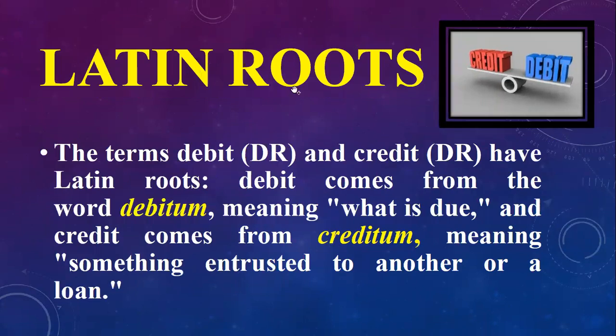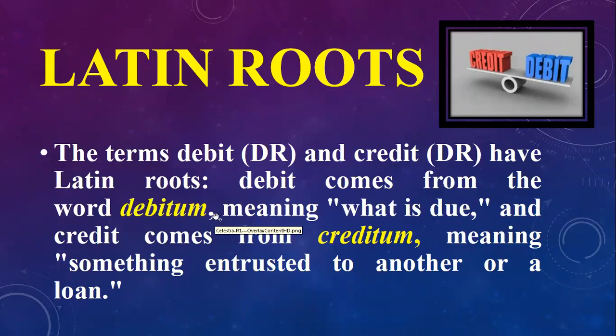Now we have to use how we can, wait for a while. Yes, we should understand the Latin word roots, how these two words are derived. The terms debit and credit have Latin roots. Latin means in the old age when they were using it. Debit comes from the word debitum. Some people will pronounce it debitium. It's debitum, meaning what is due, means something which is due is your debit. Okay, and then credit comes from creditum. It means something entrusted to another or a loan. So credit will be your loan and your debit will be whatever you have.